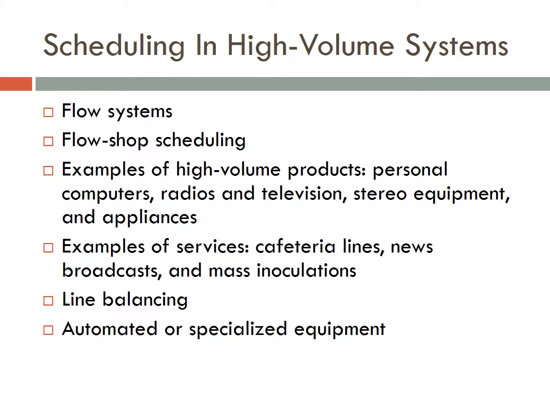One of the main things that there needs to be in a flow system is line balancing, because this helps assign certain tasks to workstations so that they satisfy the technical constraints and are balanced with respect to equal work times among stations. And high volume systems usually require automated or specialized equipment for processing and handling.